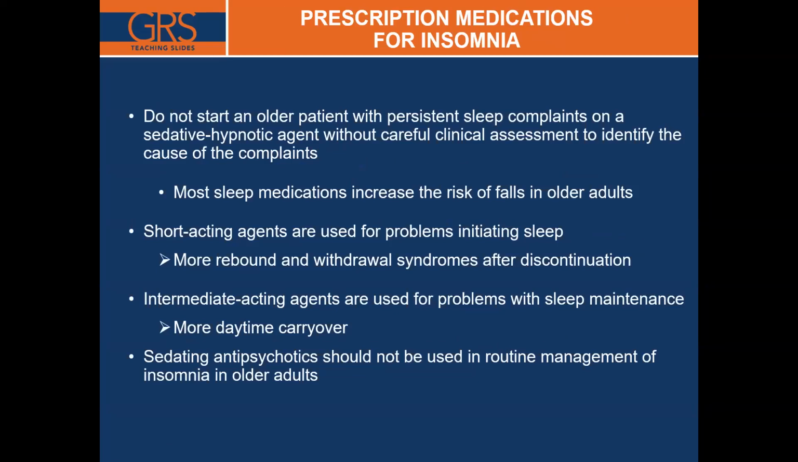Okay, so if we are looking at prescriptions for insomnia, we really want to make sure that we're treating any underlying comorbid conditions that may be affecting it. Short-acting agents are used for problems initiating sleep, but we can find more rebound and withdrawal symptoms after we discontinue them. Intermediate-acting agents are used for problems with sleep maintenance, but we have more daytime carryover symptoms, oversedation, grogginess. And sedating antipsychotics shouldn't be used for routine management of insomnia for older adults. Next slide.